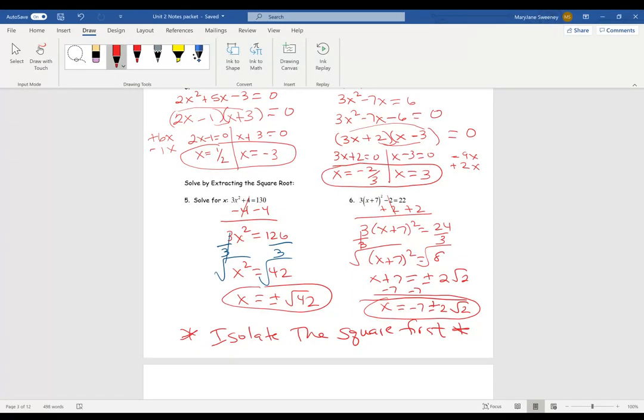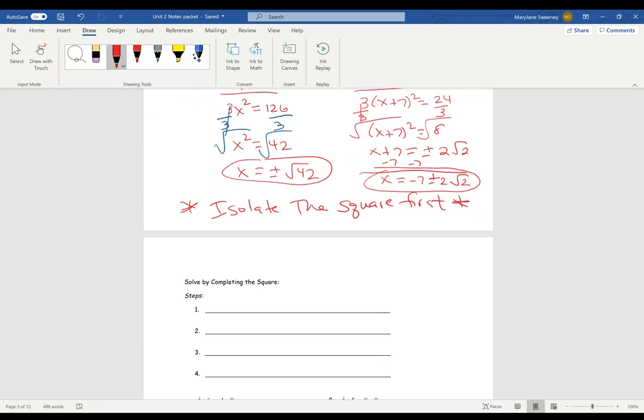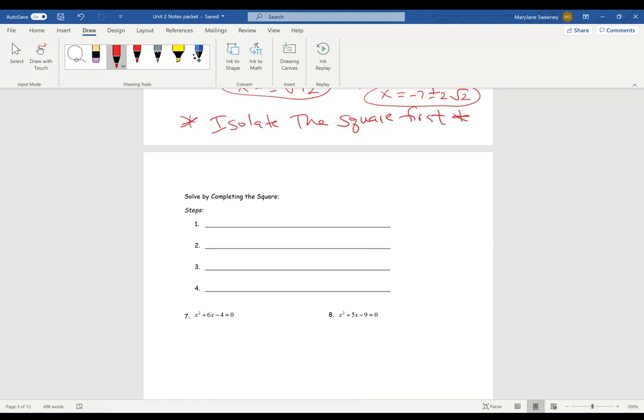Now, some people would say, well, couldn't we have FOILed through the x plus 7? Yes, you could have FOILed it through, got everything to one side, factored, or if it wasn't factorable, which this one would not have been because it's irrational, then you would use quadratic formula. But we were looking at the taking the square root method.